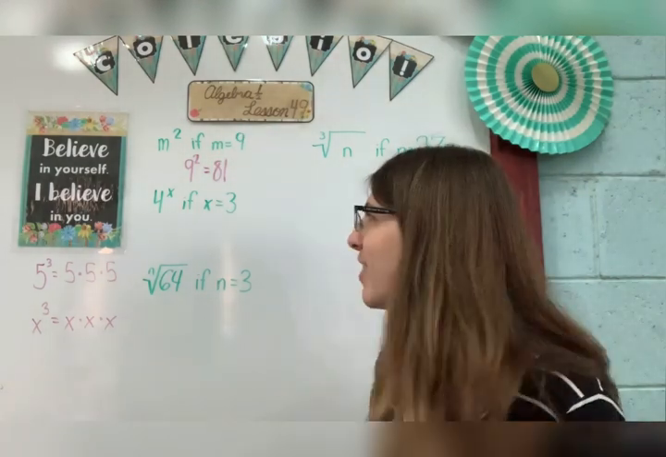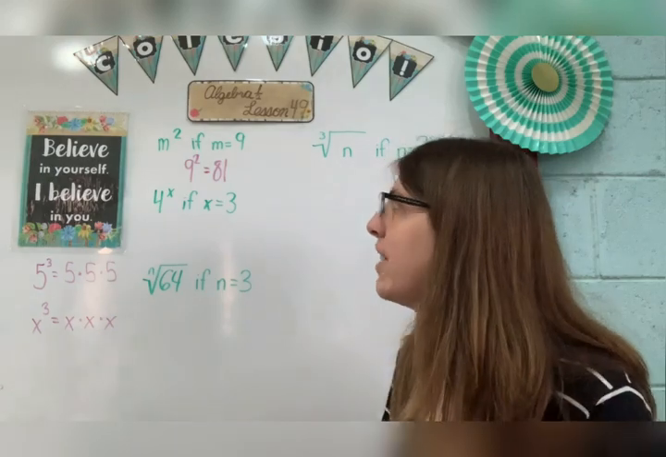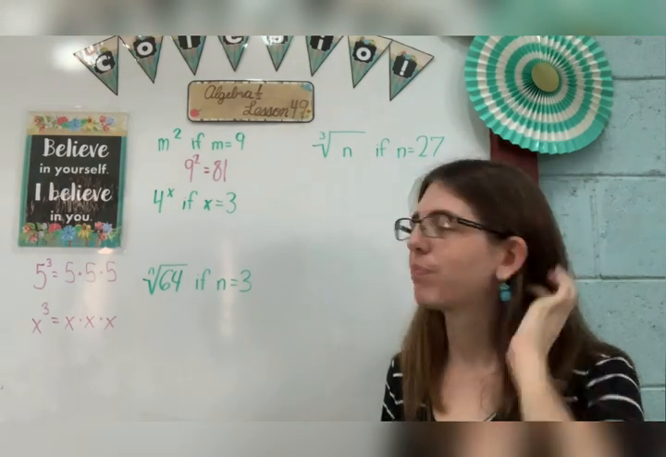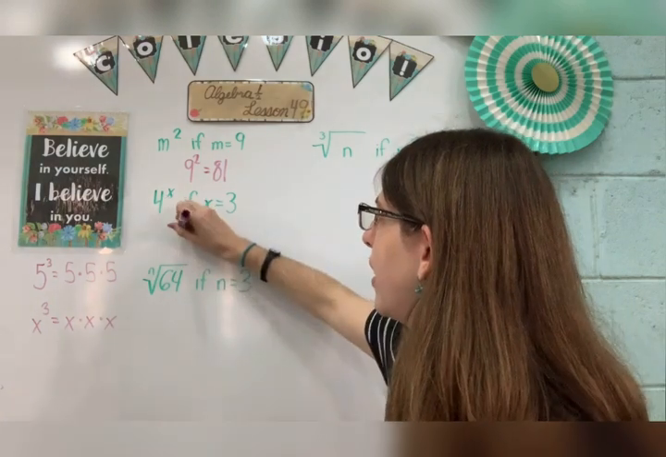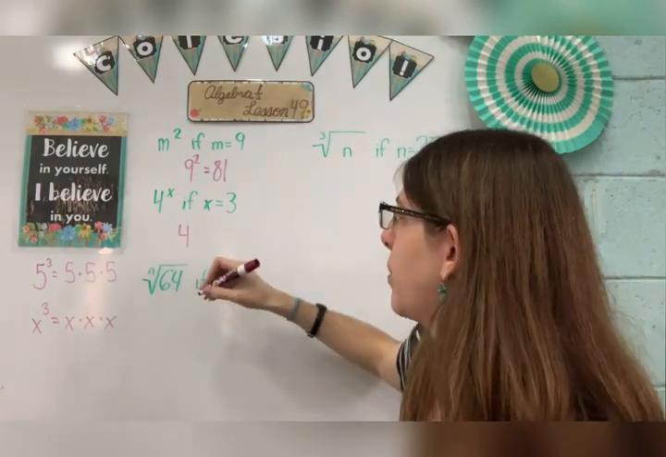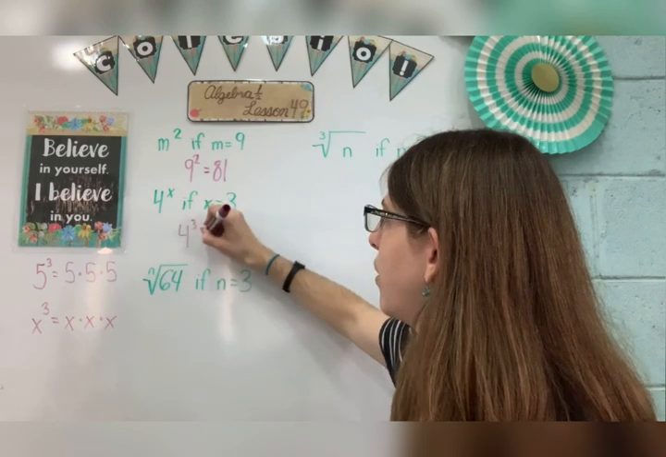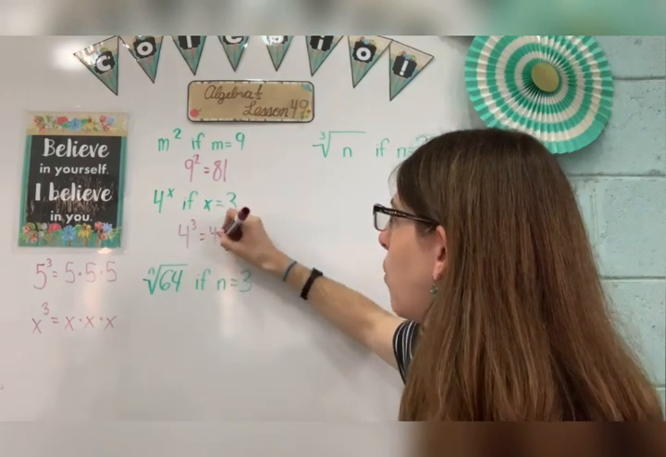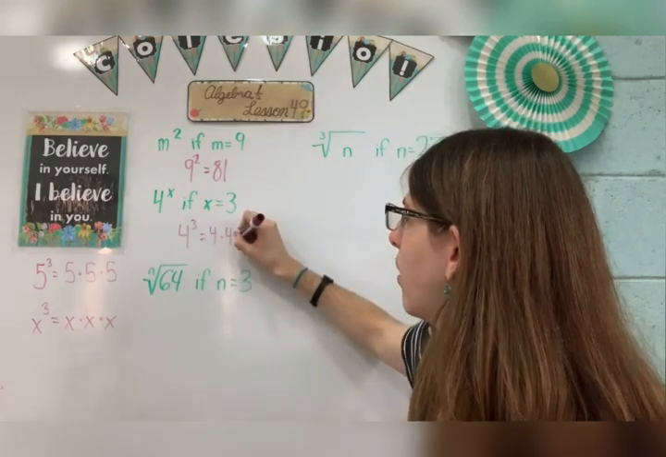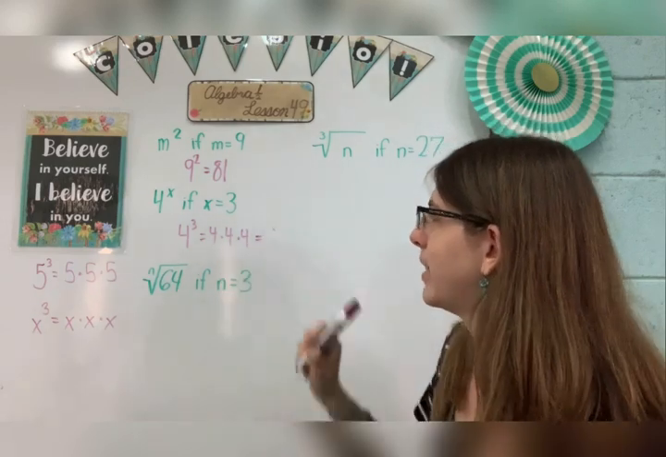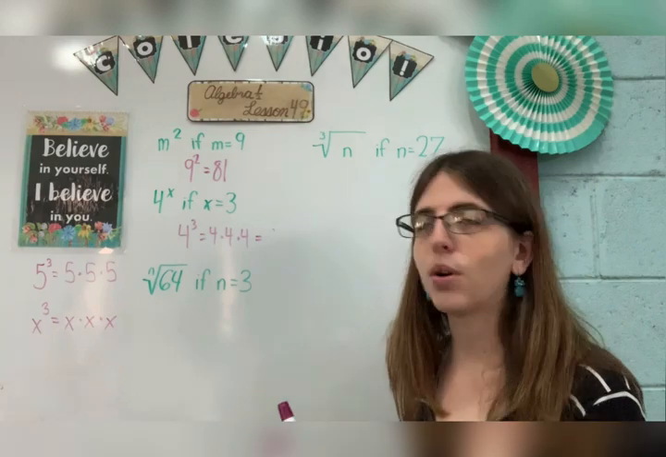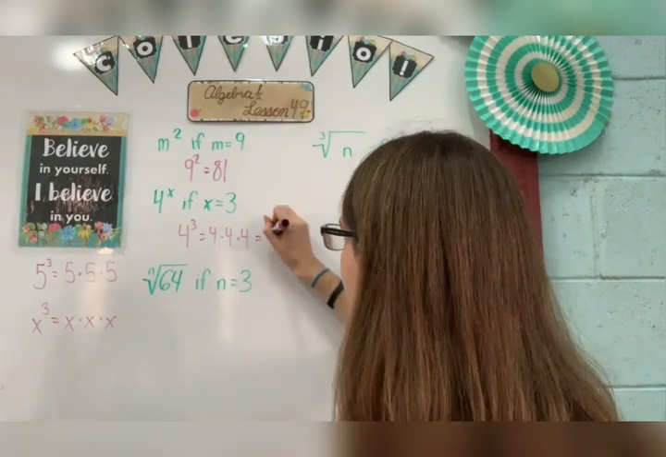Next one, 4 to the x if x equals 3. So all I need to do is replace that x with a 3. Notice the x is in the exponent spot, so that means 4 to the third power, which is 4 times 4 times 4. 4 times 4 is 16. 16 times 4 is 64.